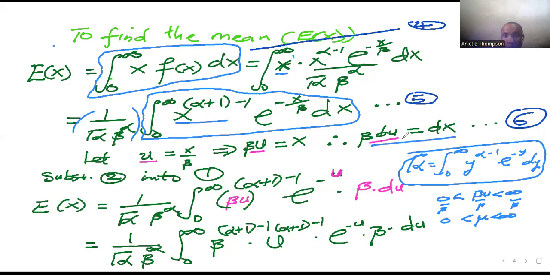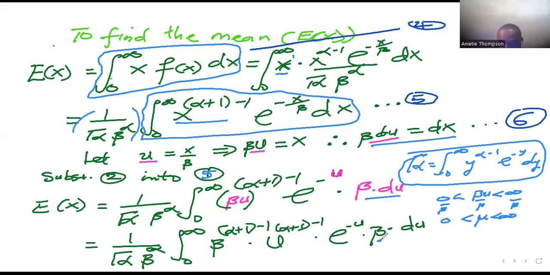Just like before, I'm going to do the substitution into equation 5, not 1, into equation 5. Then we have 1 upon gamma of alpha, beta raised to the power of alpha, integral from 0 to infinity. In place of x, I'll write beta u, raised to the power of alpha plus 1 minus 1. Exponential, in place of x upon beta, I write u, since u equals that. Then in place of dx, I write beta du. Now I'll carry out the evaluation of that.